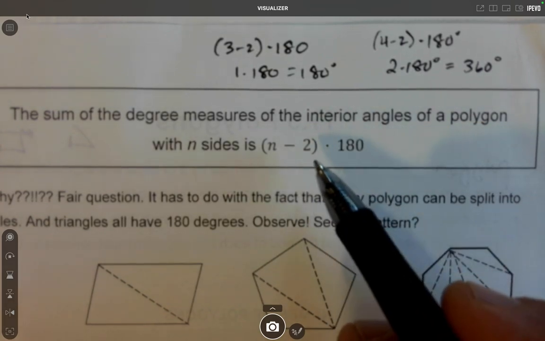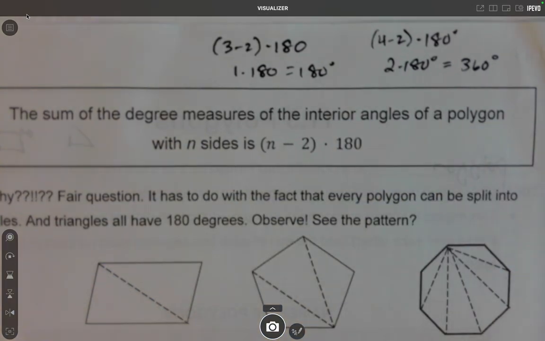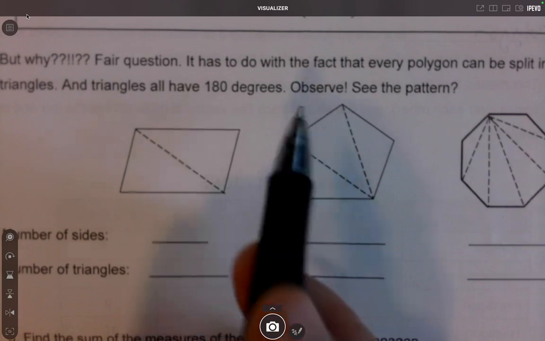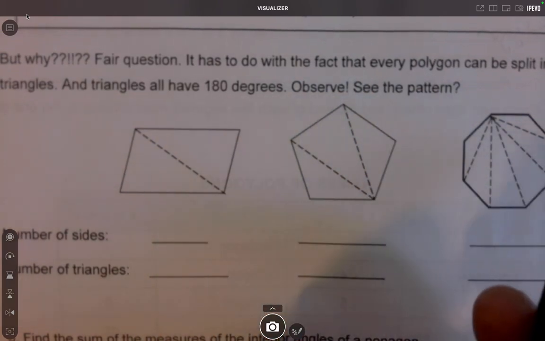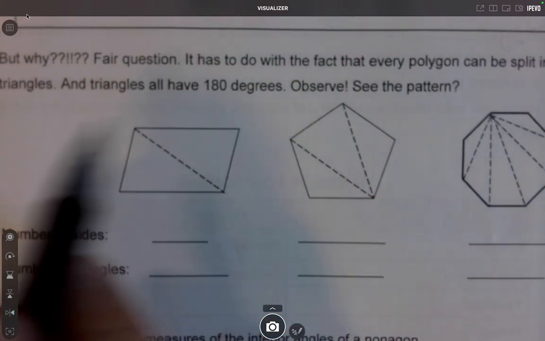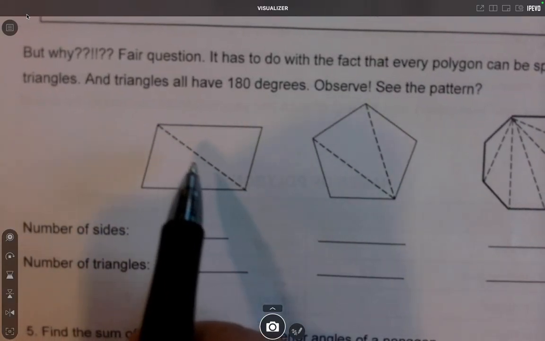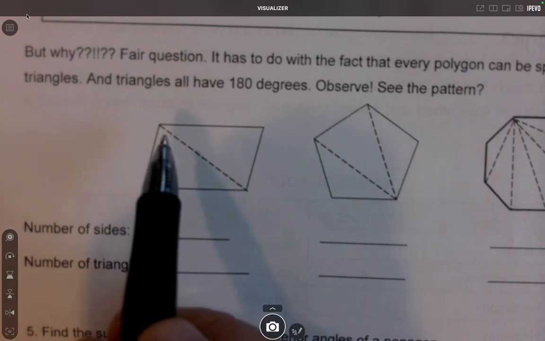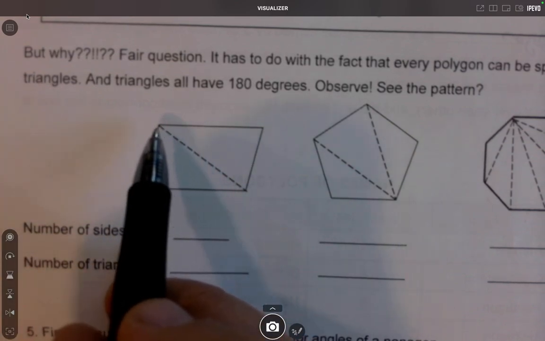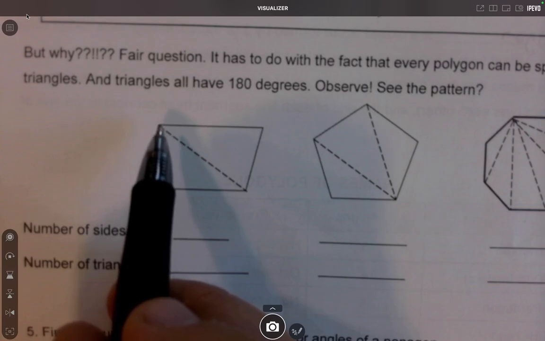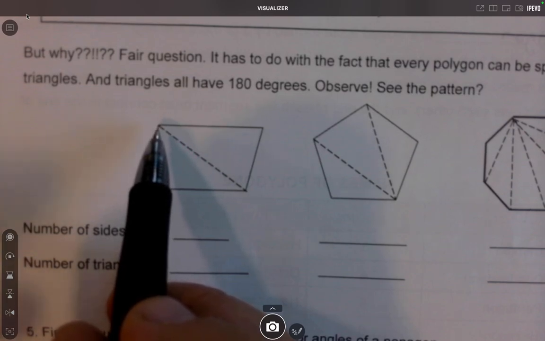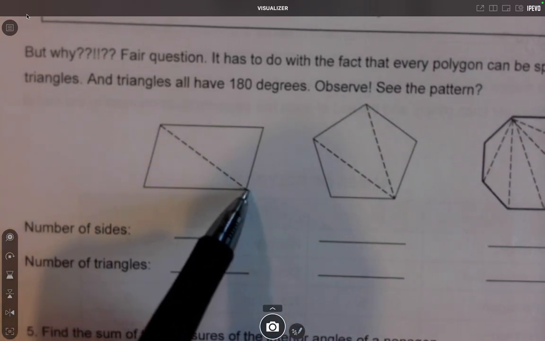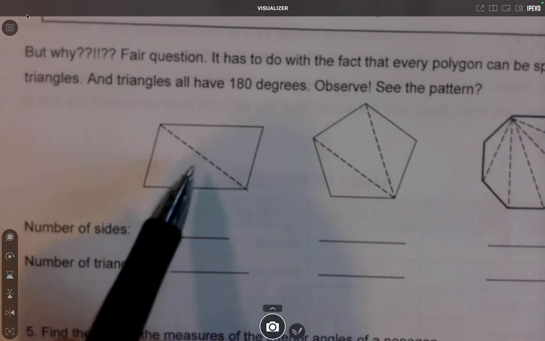And it works for the reason I believe I talked about in the quadrilateral section. Why does this work? It's because every polygon, no matter how it's shaped, can be split into triangles. And I think I showed you something like this in the quadrilateral lesson, where you could draw a diagonal line from one point diagonally to the other. That splits it into 2 triangles.